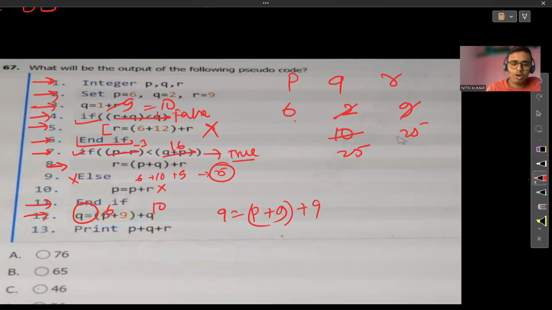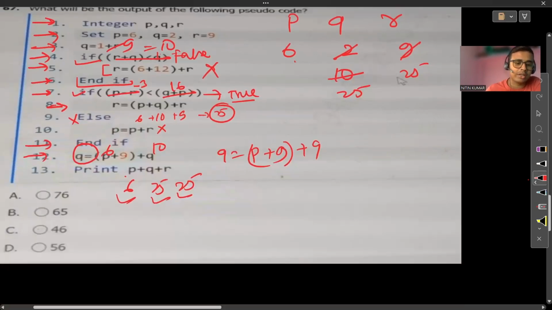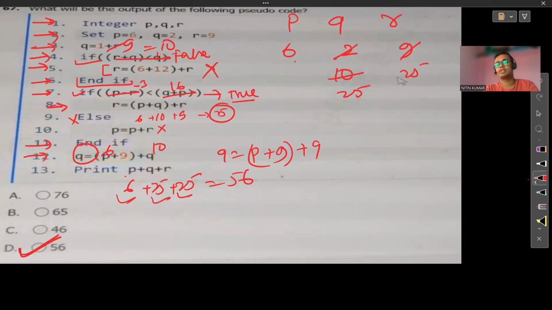And now after doing all this, we are just printing P plus Q plus R. So the value of P is 6, Q is 25 and R is 25. So 25 plus 25 will be 50 and 6 will be added to it. It will be 56. And you can see the fourth option, which is option D, is correct as 56. I hope you understand this pseudocode as well.